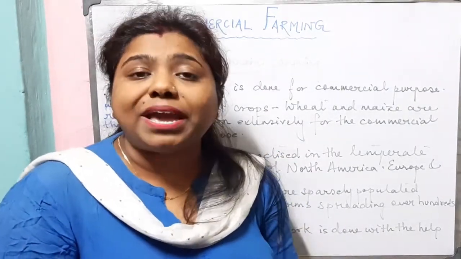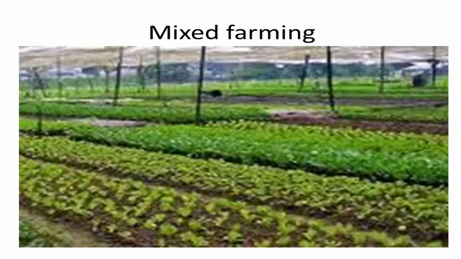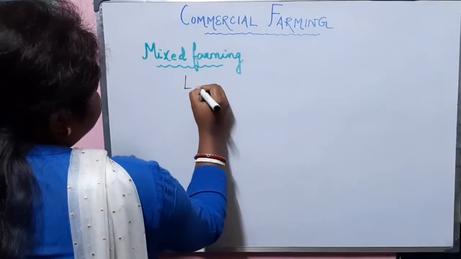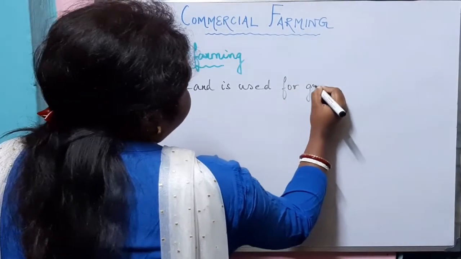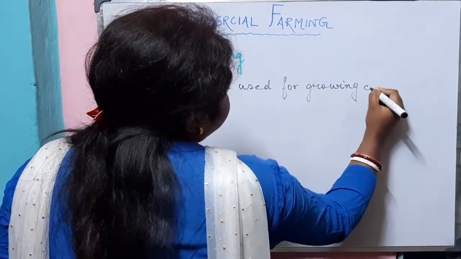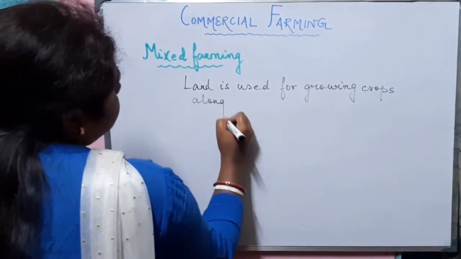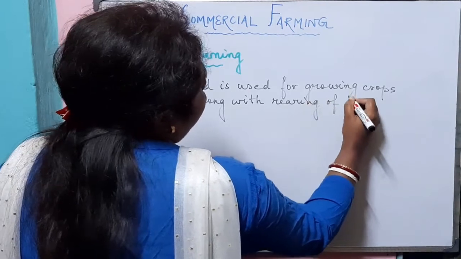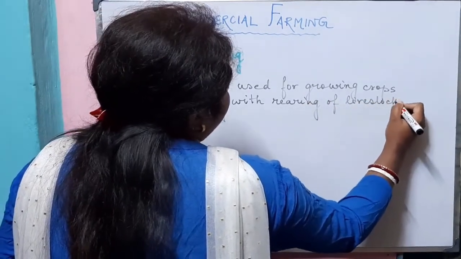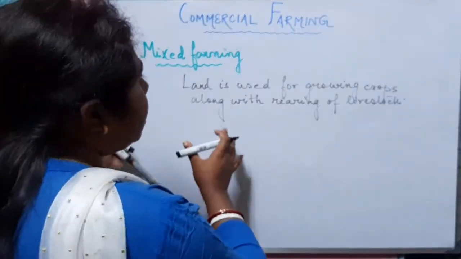Now let us move ahead with mixed farming. Mixed farming is another type of commercial farming. Here, land is used for growing crops. Along with growing crops, what is done? Rearing of livestock. So here, crops are grown and also livestock are reared. So this is called mixed farming.